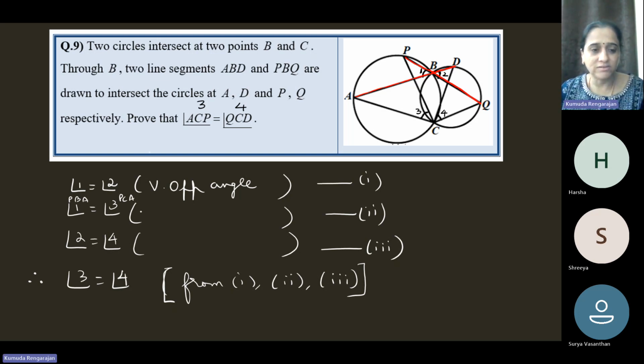Angles in the same segment of a circle. Angles in the same segment. In the same segment, that's the reason.